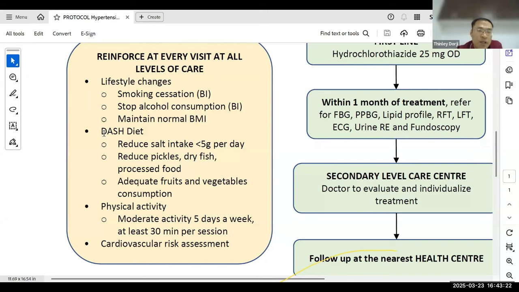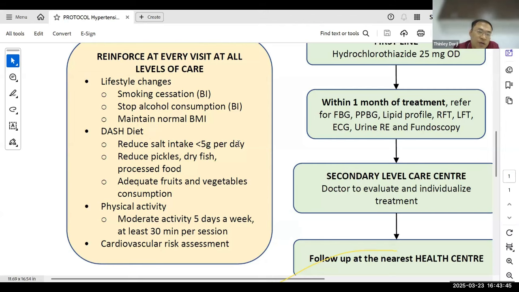For hypertension, you will provide DASH diet advice, to reduce salt intake to 5 grams per day. That's what we had discussed earlier, that 5 grams per day would come out from a half teaspoon, and then that has to be distributed throughout whatever number of curries or meals that you cook for that day.